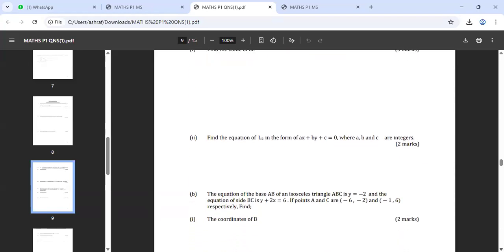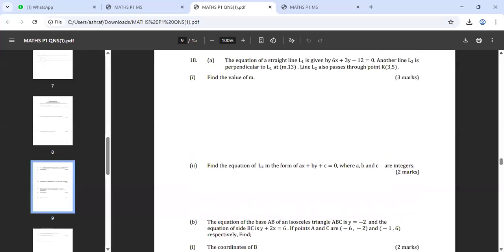Roman 2, find the equation of L2 in the form ax. There's a question from Tom. Just a minute. Tom, you can unmute yourself. Unmute yourself. Tom has dropped off, so let's go to the next question. APPS, do you have a question?